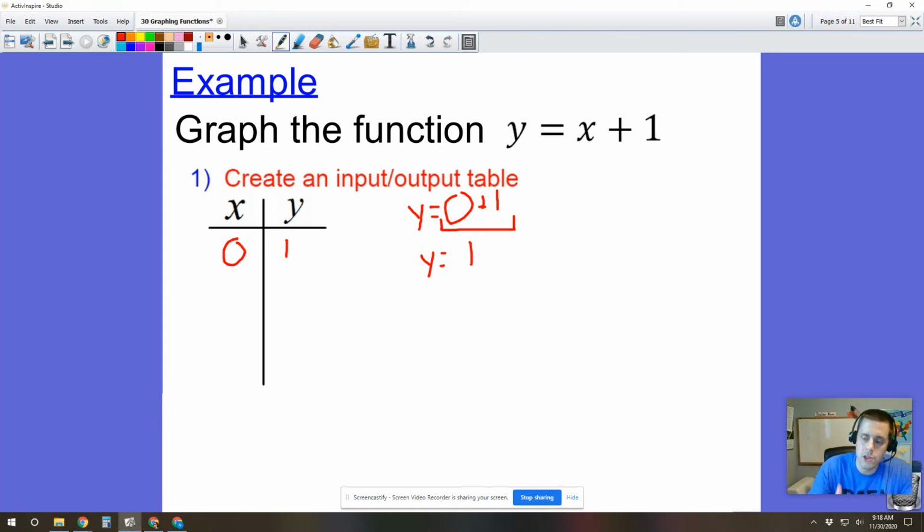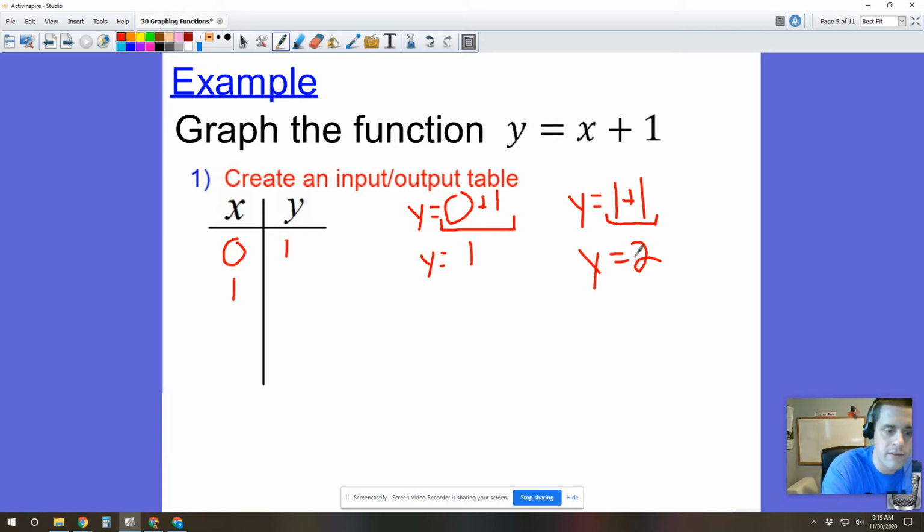And now you're going to choose a couple more input values. I recommend choosing at least 4. And again, you can choose any values you want. I'm going to pick ones that are easy to work with. So the next easiest number I can think of to work with is an x value of 1. So I'm going to take that 1 and plug it into x. Instead of y equals x plus 1, I'm going to have y equals 1 plus 1. Performing that calculation, 1 plus 1 is 2. So when x has a value of 1, y will have a value of 2.